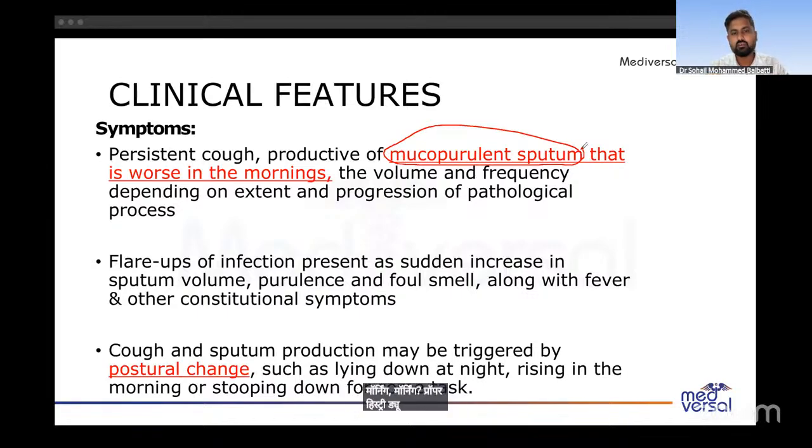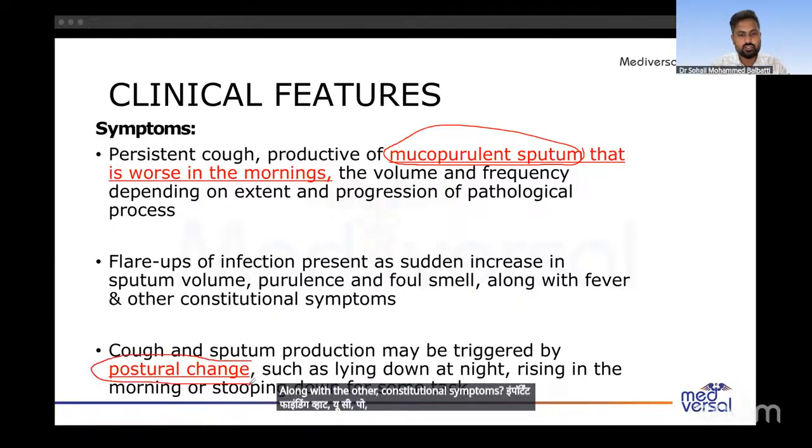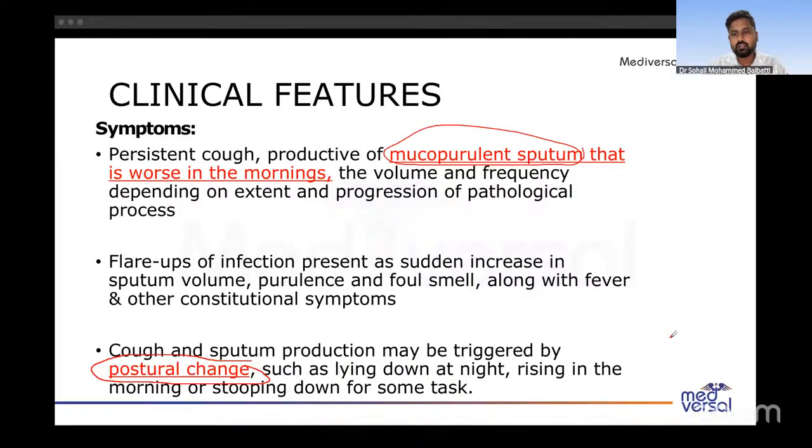So during the flare up of infection, there is sudden increase in the volume of the sputum or purulence of the sputum, and if it is due to anaerobic, there will be foul smell along with the other constitutional symptoms and fever. And one more important finding, what you see in bronchiectasis is postural change. Okay, it may be because of the displacement of the secretion, and that will cause irritation of the normal lung, and that will cause a postural change, and cough and sputum production will be triggered. So patient will tell on a particular side when he lies down, the cough will be on higher side. So this is also one of the important clinical feature which we have to ask in patients of bronchiectasis.